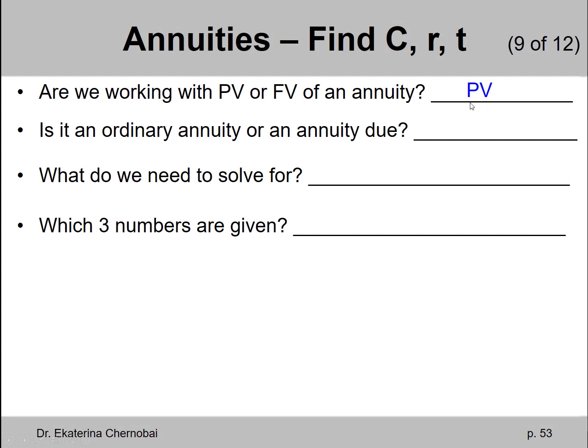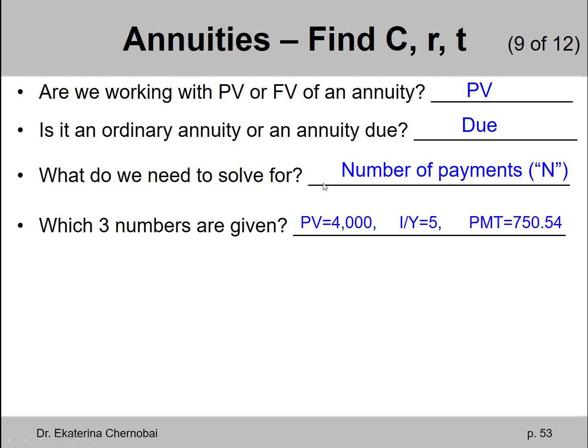So we are working with the present value of an annuity due. We need to solve for the number of payments, which is N in the financial calculator, and the numbers that we are going to enter are PV, which is $4,000, IY is 5, and PMT is 750.54.